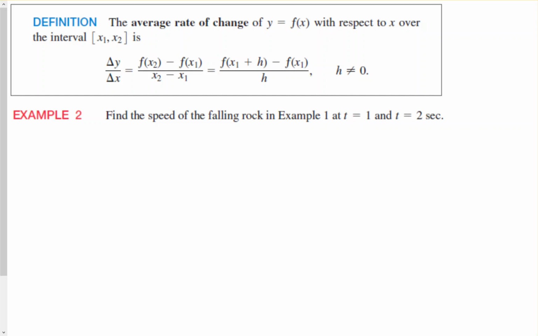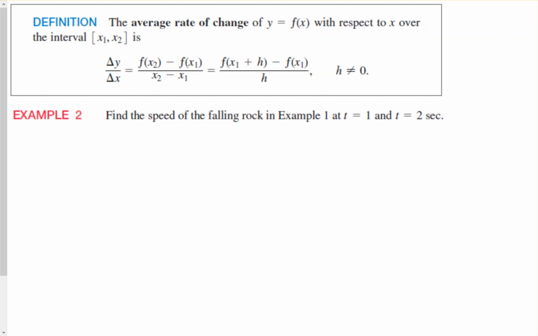It's going to be like an average speed, and we use it to figure out a good approximation for instantaneous speed. We don't call it instantaneous speed because if it's instantaneous speed at that point, h would be 0, and we cannot divide by 0. But this is a good process to get us pretty close to instantaneous speed. So let's take a look at our example here.